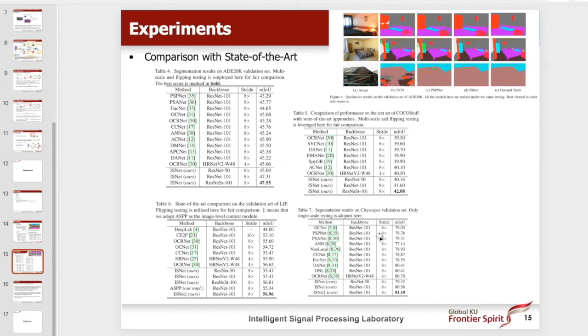And finally is the Cityscapes dataset. We can see that the result further proves that aggregating the image level and semantic level information can augment the pixel representation abilities.